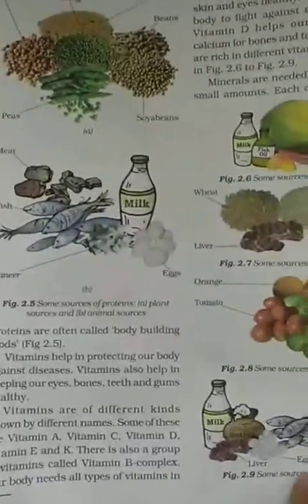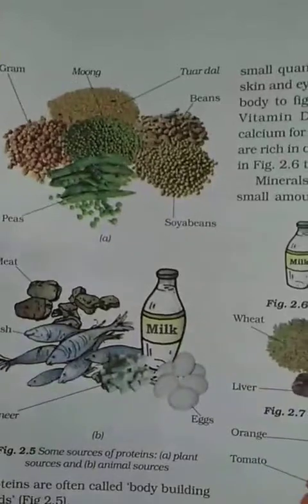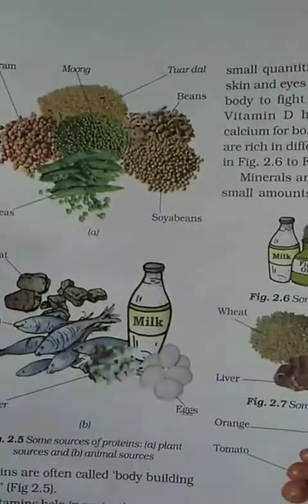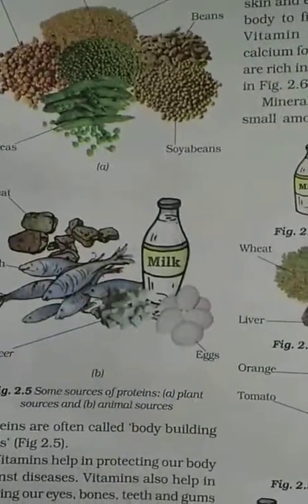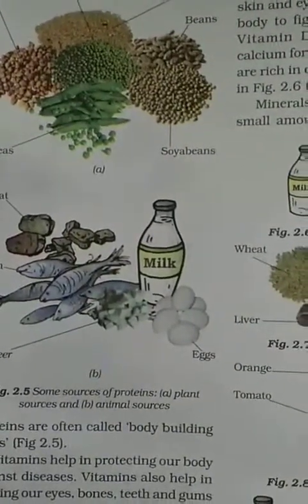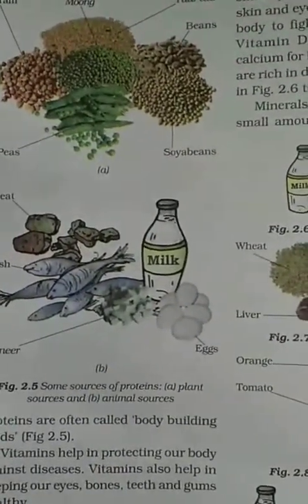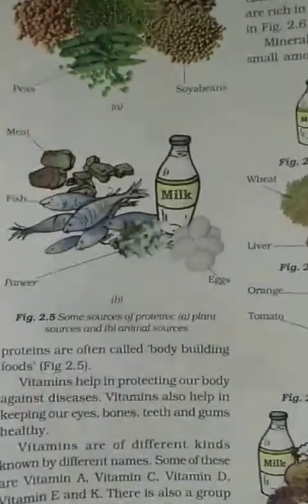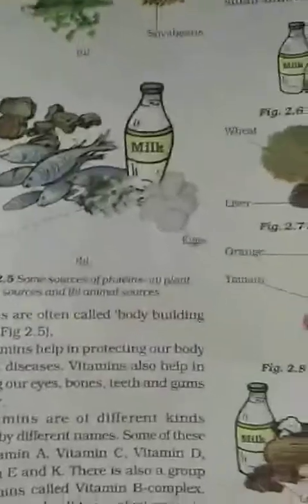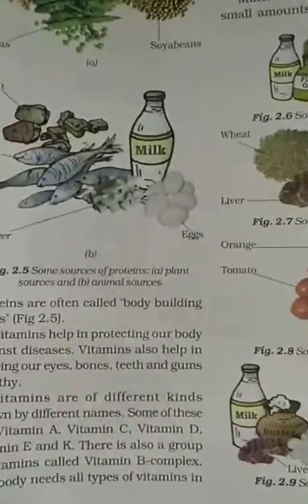Proteins are often called body building foods. Here some grains or pulses are shown from which we are getting proteins, and here some milk, from which we are also getting protein. Some sources of protein are plant sources and animal sources. Proteins are often called the body building foods.